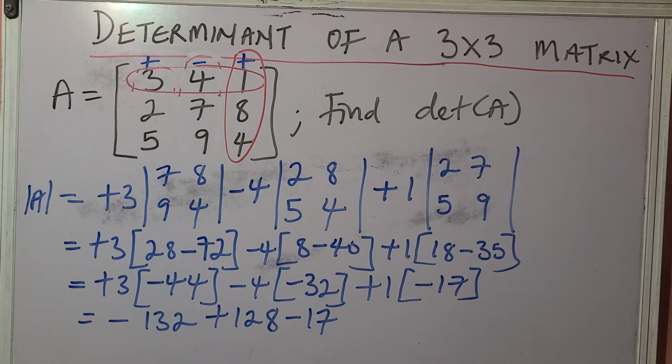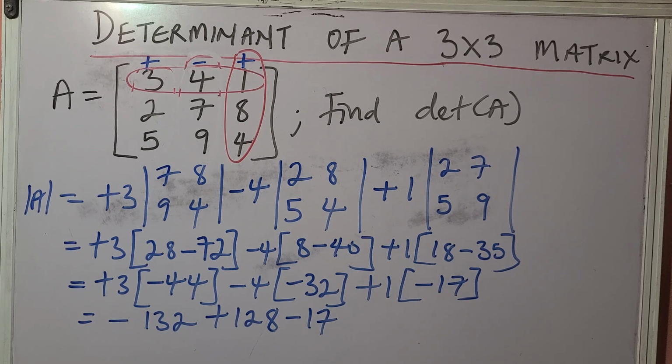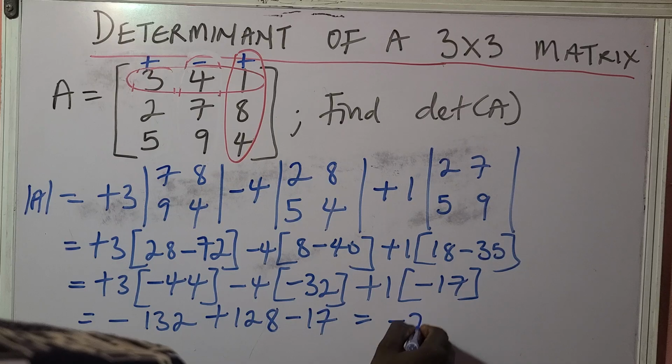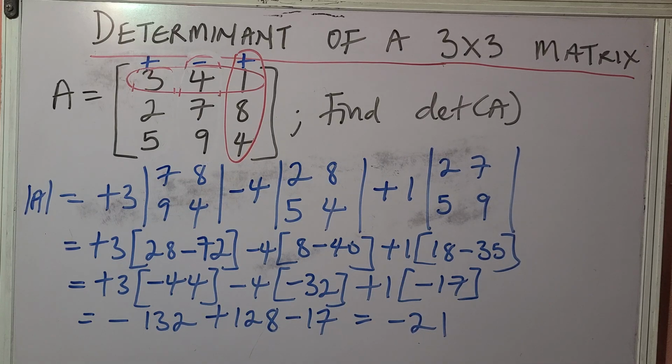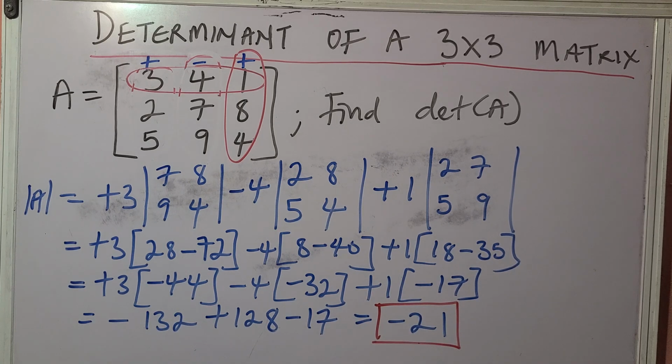You go on to resolve this. We would arrive at minus 21 as our final answer. Obviously, this gives us the value of our determinant as minus 21. So this is how you solve the determinant of a 3 by 3 matrix.